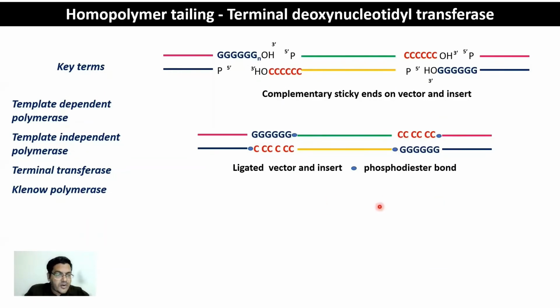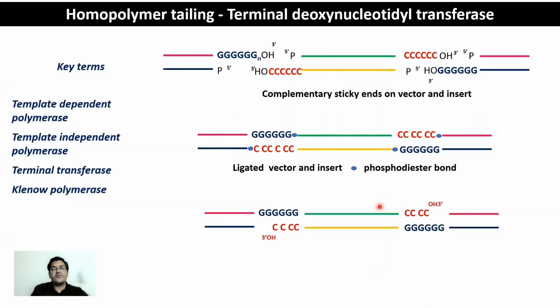But what can also happen is, because we do not have any control over how many C's and how many G's get added, there can be times where you have a mismatch in the number of G's and C's that have been added. Here I show you the insert has 4 C's at each 3' OH end, and the vector has 6 G's at each of the 3' ends. Now there is a problem, in the sense that there is a gap when they align with each other. There is a 2 base pair gap here, and a 2 base pair gap here, or a nick, as we call it.